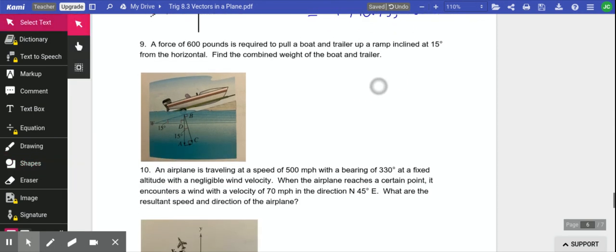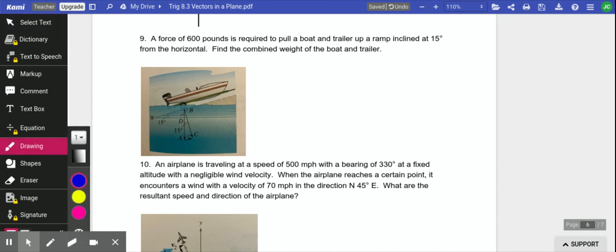All right, this is where you may have seen vectors in physics. So we have a force of 600 pounds is required to pull the boat up a ramp. Boat and trailer, inclined at 15 degrees. Find the combined weight of the boat and trailer. Okay, so the force required is 600 pounds to get it up this ramp. Now 15 degrees, so that's down here. They drew that in for you.